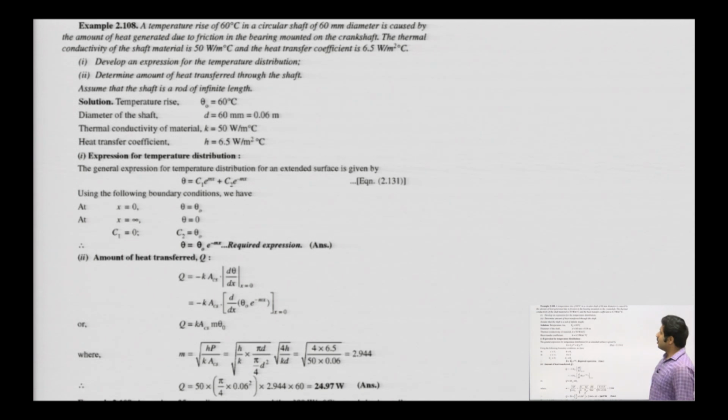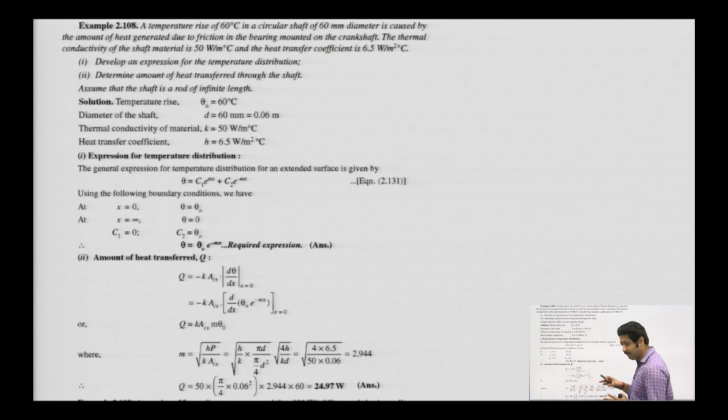Okay. So another numerical for this matter: a temperature rise of 60 degrees Celsius in a circular shaft of 60 mm diameter is caused by the amount of heat generated due to friction in the bearing mounted on the crankshaft. The thermal conductivity of the shaft material is 50 watts per meter degree Celsius, and the heat transfer coefficient is 6.5 watts per meter square degree Celsius. Develop an expression for the temperature distribution and determine the amount of heat transferred through the shaft. Assume that the shaft is a rod of infinite length.